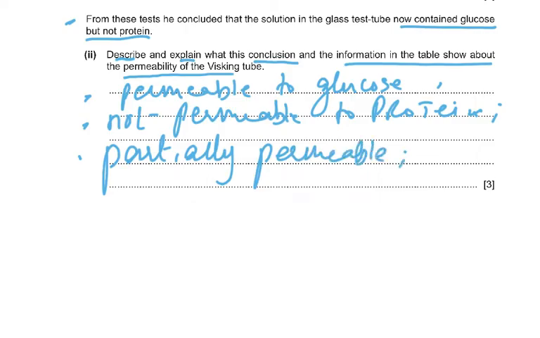So, a very narrow mark scheme point. Permeable to glucose, not permeable to protein. And the fact that it is partially permeable got you your 3 marks.